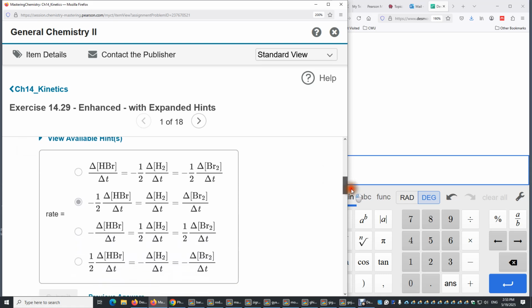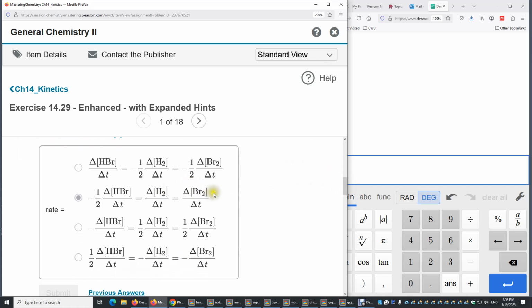and products. First, H2 and Br2 are produced, so delta H2 over delta T is positive. So is delta Br2 over delta T. So option number 2 and number 3 might be correct. Options number 1 and number 4 are wrong due to the wrong signs in front of the change in concentration of the products, such as H2 or Br2. Now let's look at options 2 and 3.